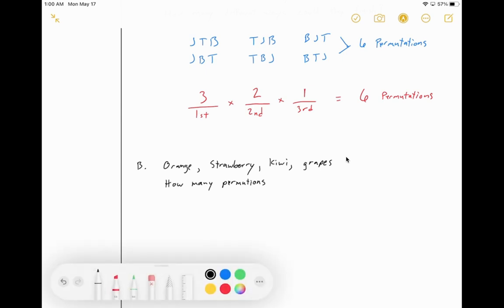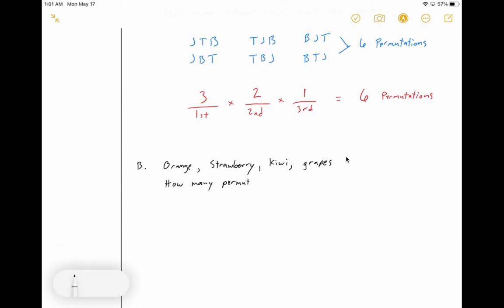So let me make sure I spell that correctly. How many permutations are there available? If you were going to put these in order, from the most liked to the least liked, how many different permutations would there be?